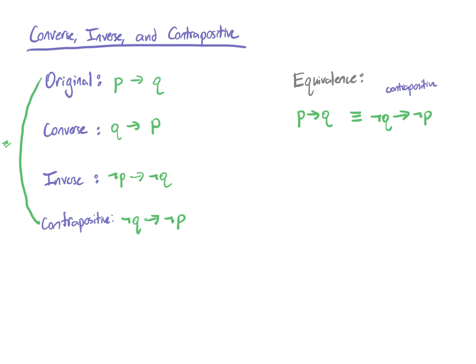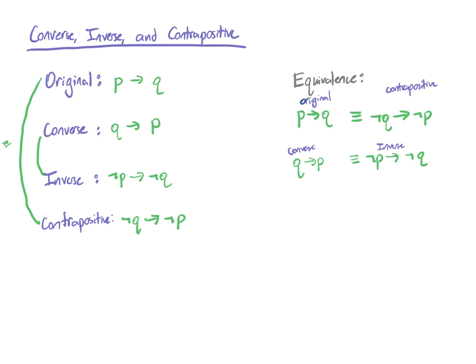Furthermore, it's also the case that Q implies P is equivalent to not P implies not Q. So this is the converse, and this is the inverse. So the converse and inverse are also logically equivalent. But the original, I'll label that here as well. The original is not logically equivalent to the converse or the inverse. It's logically equivalent to the contrapositive, but the converse and inverse are equivalent to each other.